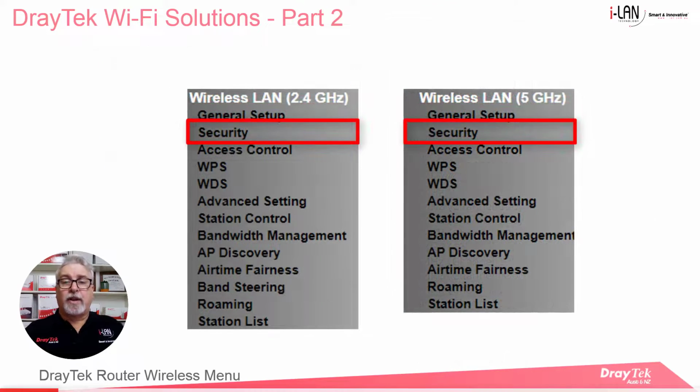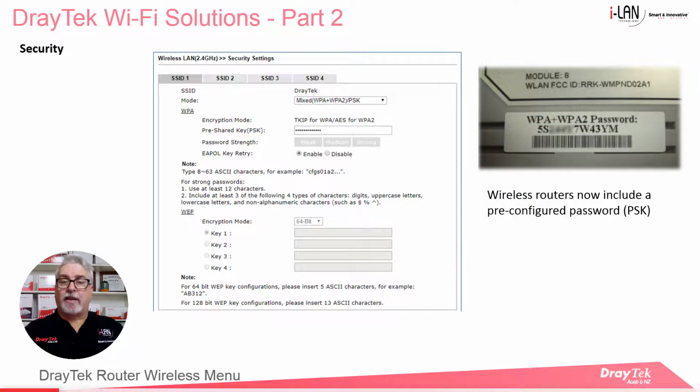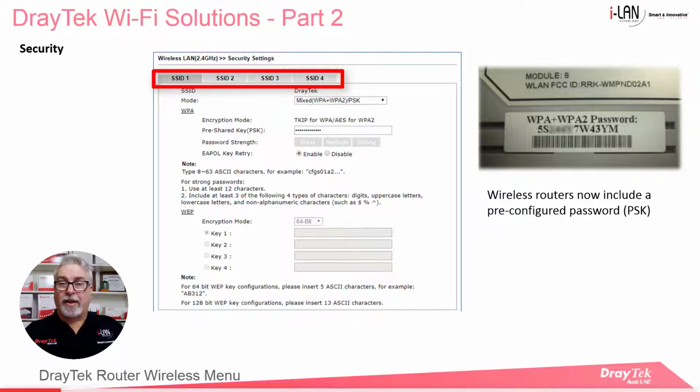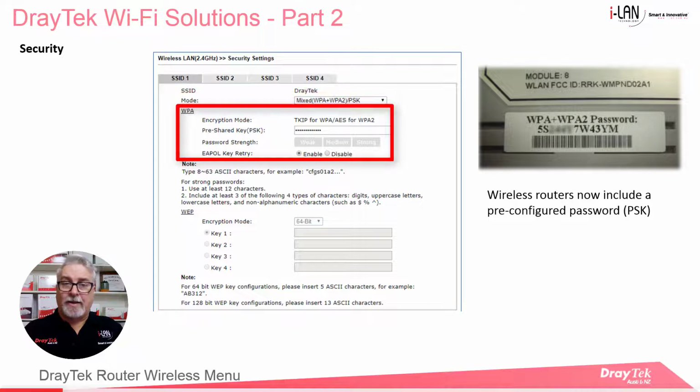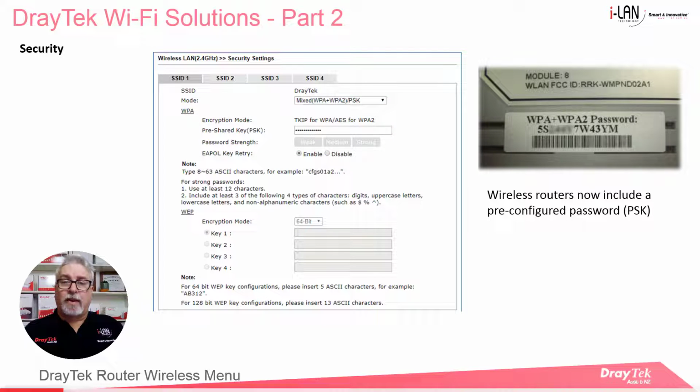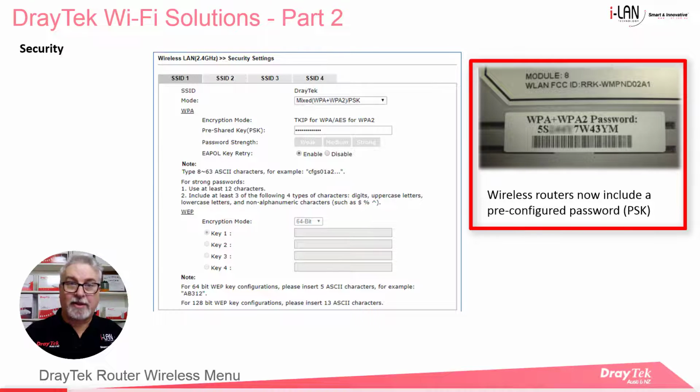Moving on to security settings, this menu option allows the configuration of security settings for each SSID 1, 2, 3 and 4. You can select the security mode and WPA settings. For added security, each wireless router is now supplied with a pre-configured password, PSK. The unique Wi-Fi password for each router is printed on a label on the base of the router.